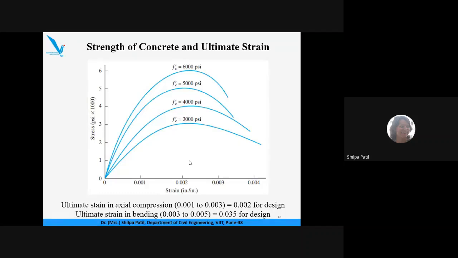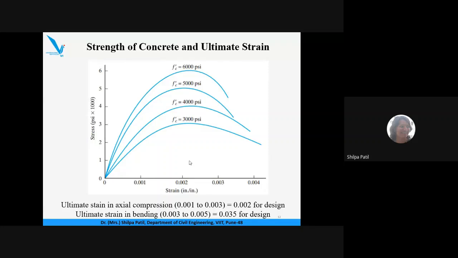Now, why am I talking about ultimate strain and not about the stress? We always talk about the strength of beam, strength of slab, strength of column, etc. So we should talk about the stress value, right? And not the strain. But this is not the true concept. Actually, we always deal with the ultimate strain because ultimate strain always represents the failure criteria for any particular structure.